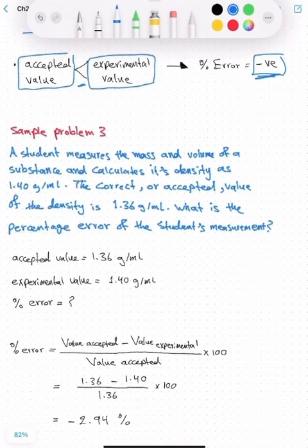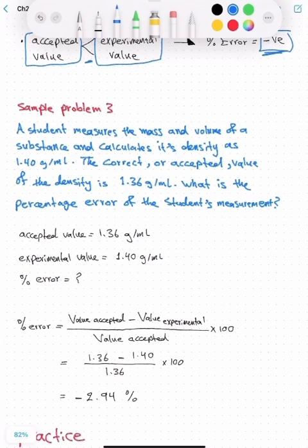Let's go to a sample problem. A student measures the mass and the volume of a substance and calculates its density.